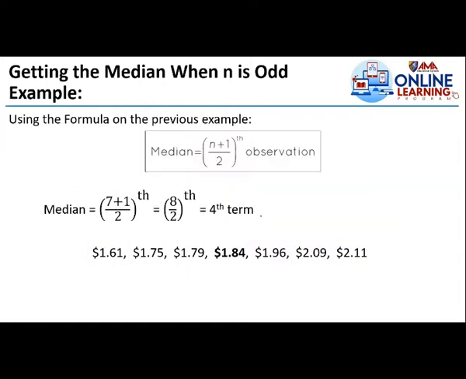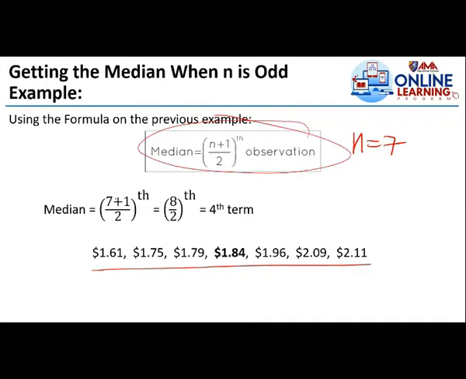Now, since N natin is 7, ito ang gamitin natin na formula. Substitute lang dyan: 7 plus 1 over 2. So, that's 8 over 2, or the fourth term. Saan ka mag-start mag-count? Doon sa pinakamababang value. So, first, second, third, fourth. Therefore, ito yung median.